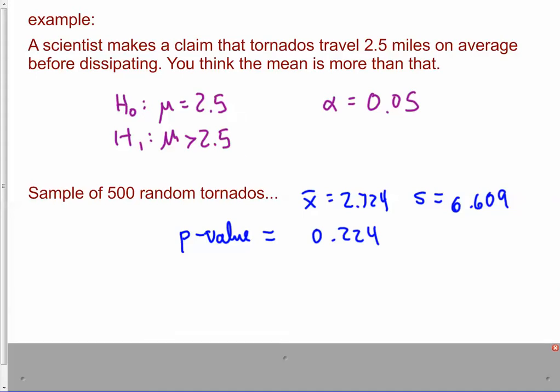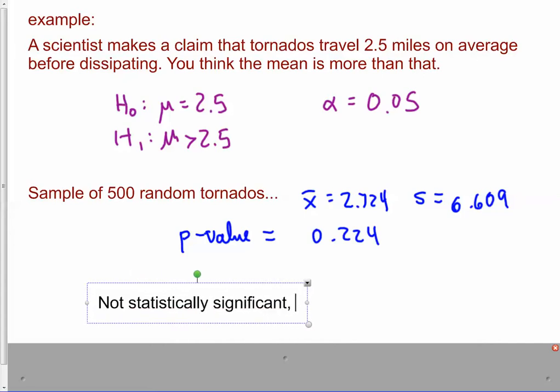All right, so it's not statistically significant, and we do not reject the null hypothesis. That's our conclusion. The mean could be 2.5. We haven't found enough evidence to overturn that. We're not saying it definitely is. Notice we don't say we accept the null hypothesis and case closed. No, it's just we don't have enough evidence to reject it at this time. We did get something higher than 2.5, but it's just not far enough away that it couldn't have been 2.5.